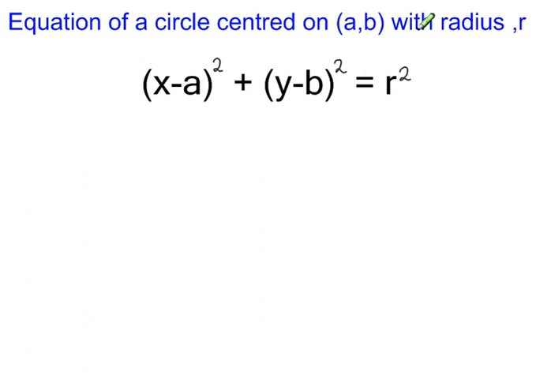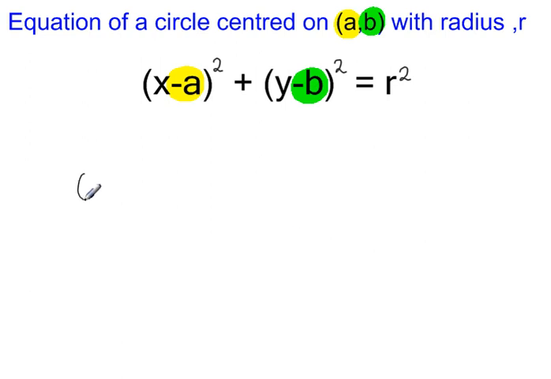Things to pay particular attention to here are if you have a for the x coordinate, in the equation it says x minus a, opposite signs. If the y coordinate here is b, then in the equation here it says minus b, again opposite signs.